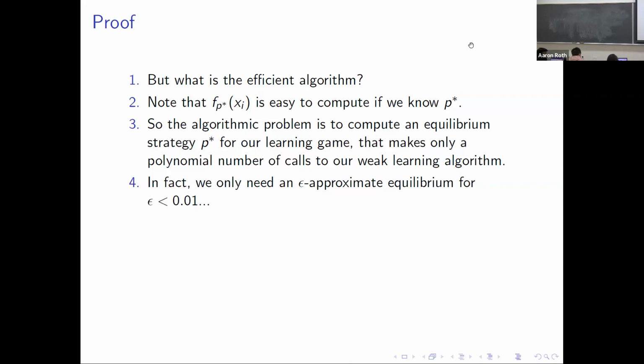Yeah. And in fact, if you think about the argument, the value of the game is 51%. But when we argued that our classifier had perfect accuracy, we were thresholding at 50%. So there was a little bit of slack between 51% and 50%. So we don't actually need to compute an exact equilibrium for this game. It's enough to compute an epsilon approximate equilibrium for epsilon less than 0.01. We just need that on every example, strictly more than 50% of the weight is on hypotheses that produce the correct label.